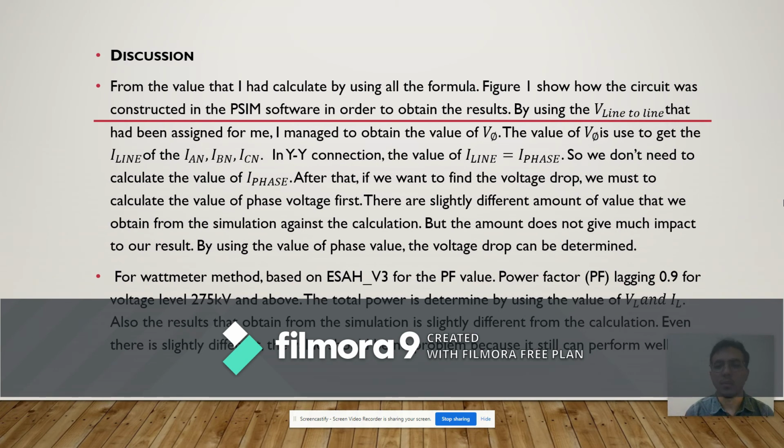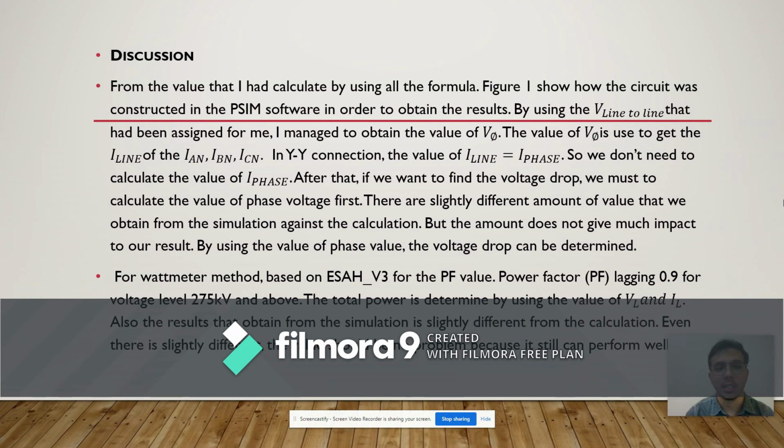So we don't need to calculate the value of I phase. After that, if we want to find the voltage drop, we must calculate the value of phase voltage first. There are slightly different amounts of value that we obtain from the simulation against the calculation. But the amount does not give much impact to our result, but by using the value of phase voltage, the voltage drop can be determined.